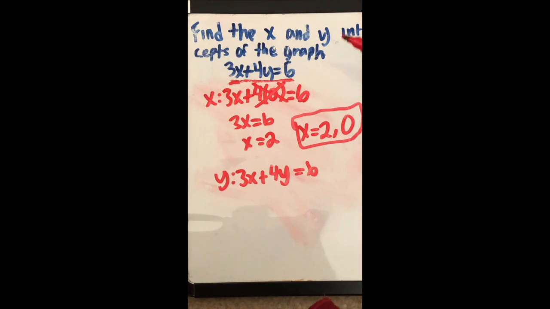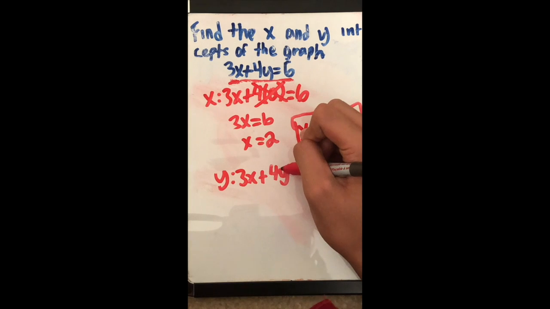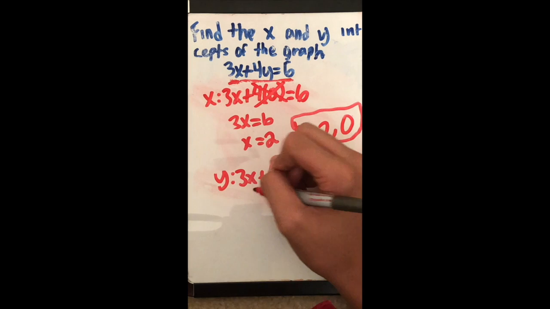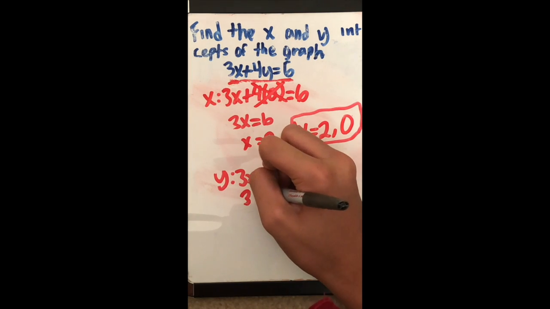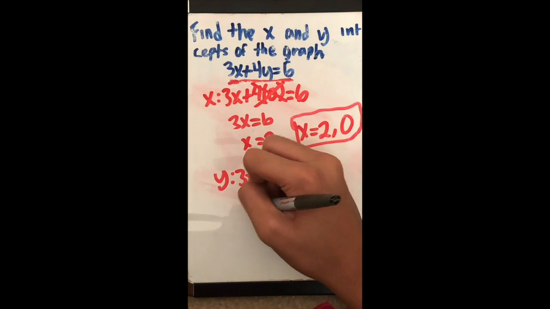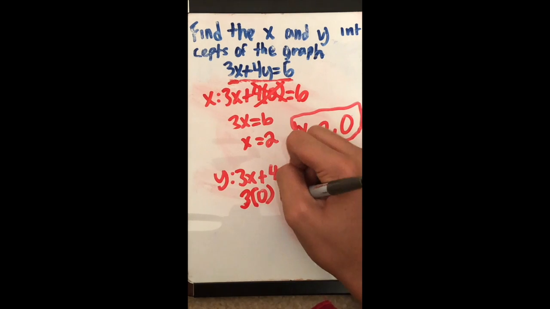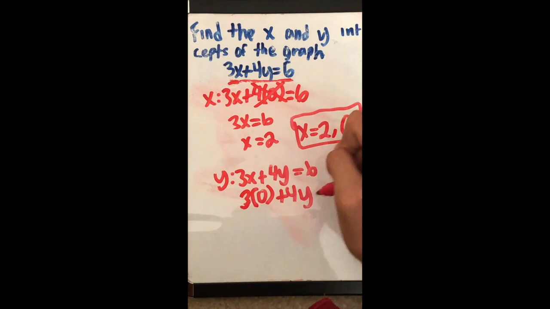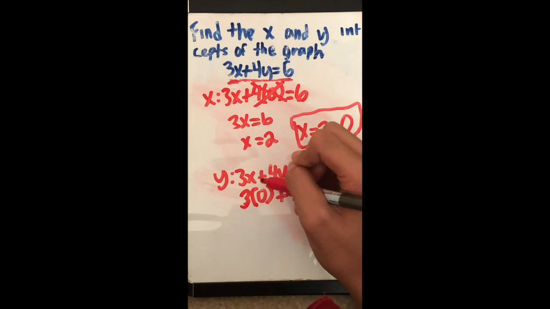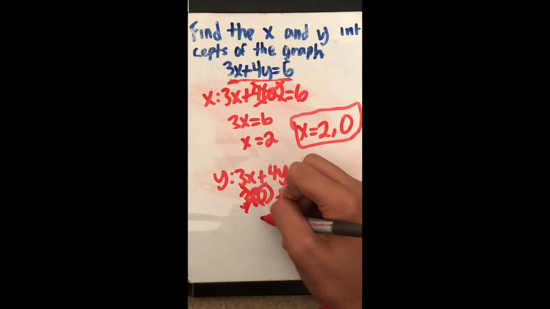But instead of substituting 0 for the y value, we're going to substitute 0 for the x value. So we're going to write 3 times 0 plus 4y equals 6. So now 3 times 0 is 0, so that's basically nothing.